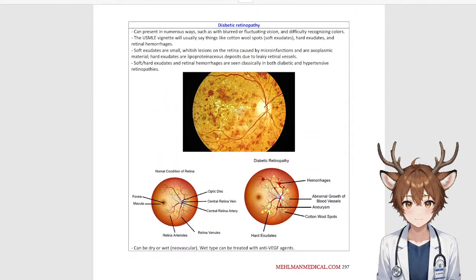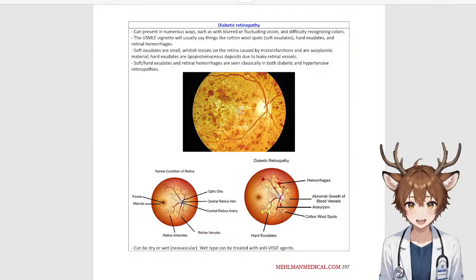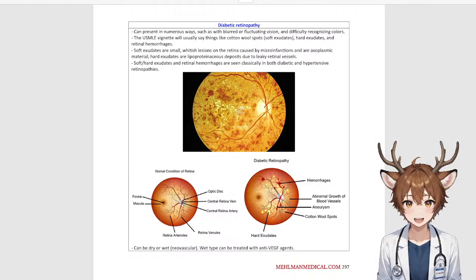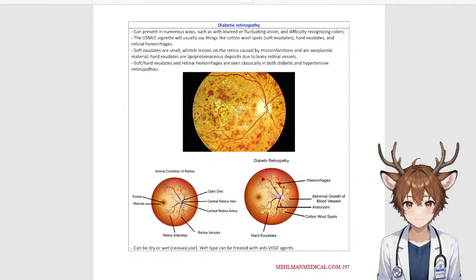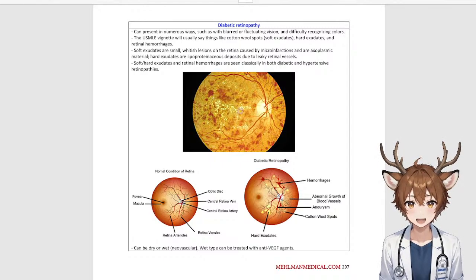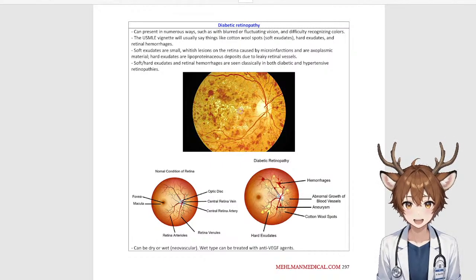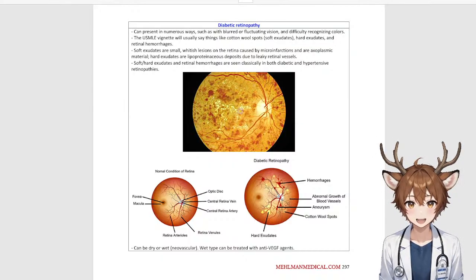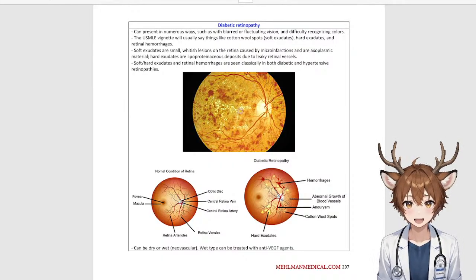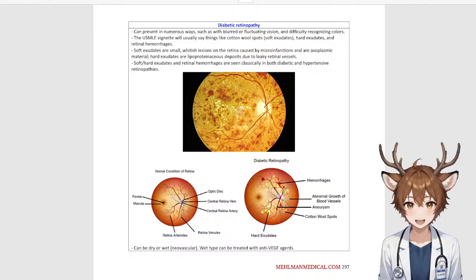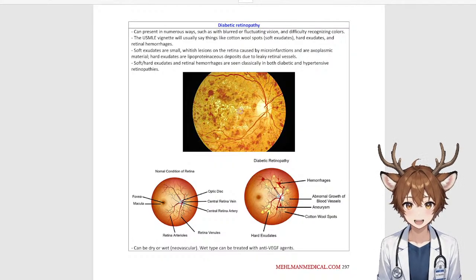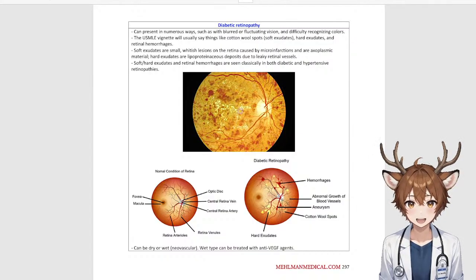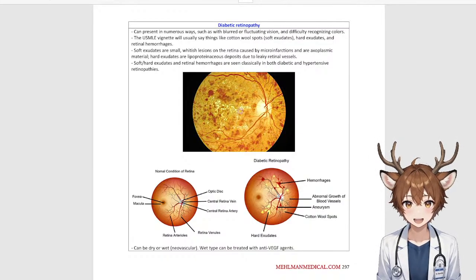Diabetic retinopathy can present in numerous ways, such as with blurred or fluctuating vision and difficulty recognizing colors. The USMLE vignette will usually say things like cotton wool spots, soft exudates, hard exudates, and retinal hemorrhages. Soft exudates are small, whitish lesions on the retina caused by microinfarctions and/or axoplasmic material. Hard exudates are lipoproteinaceous deposits due to leaky retinal vessels. Soft and hard exudates and retinal hemorrhages are seen classically in both diabetic and hypertensive retinopathies.